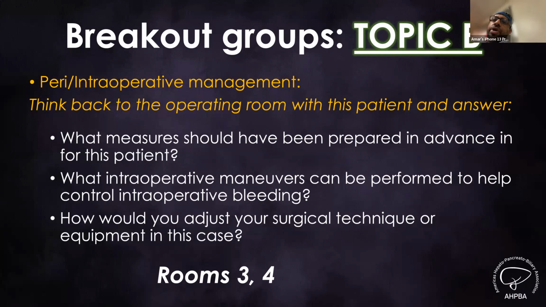For rooms 3 and 4, you guys are going to do topic B, which is peri and intraoperative management. So this is kind of the operating room question. What measures could have been prepared in advance for this patient, knowing that he has significant liver disease? What intraoperative maneuvers, if any, can be performed to help control intraoperative bleeding, especially what was described in this case? And how would you adjust your surgical technique or equipment in this case? What would you use to divide parenchyma? Are there any other tools that you would have in your armamentarium for a patient like this? So that's for rooms 3 and 4.